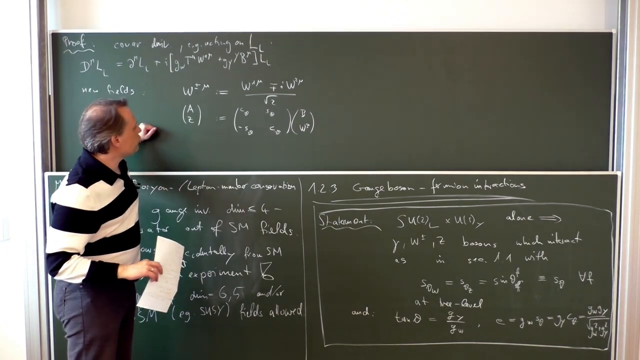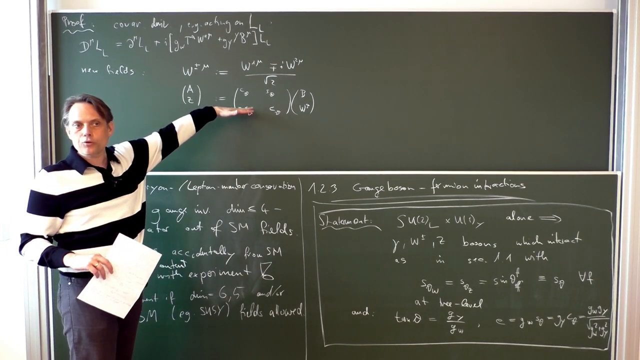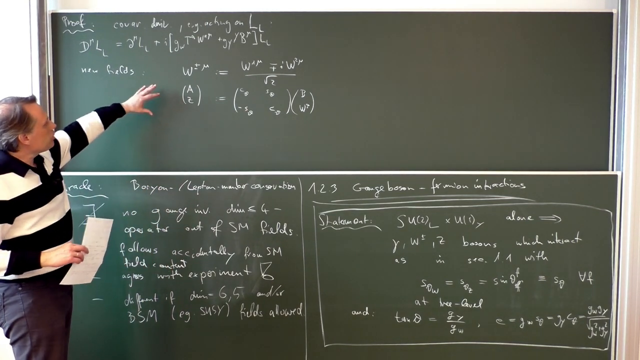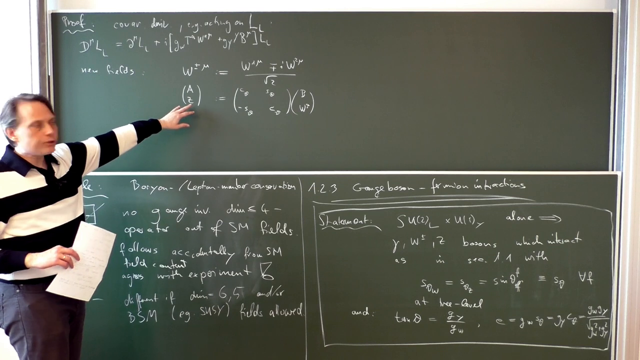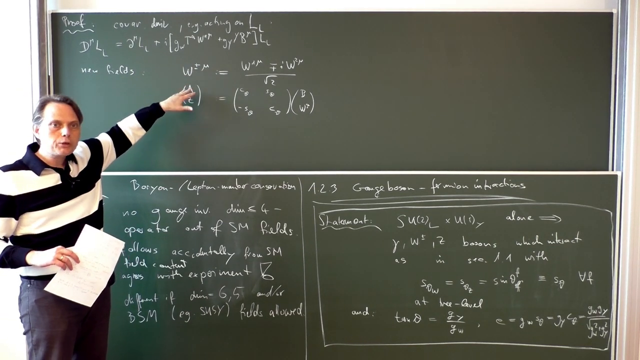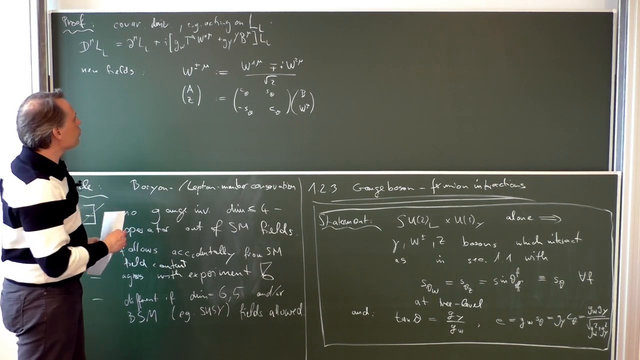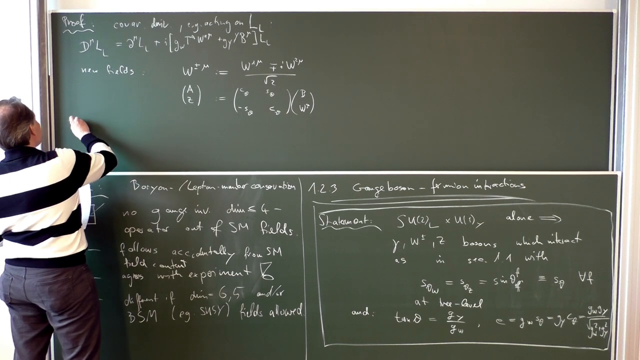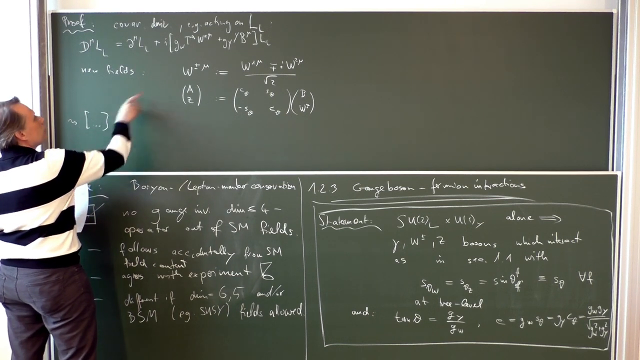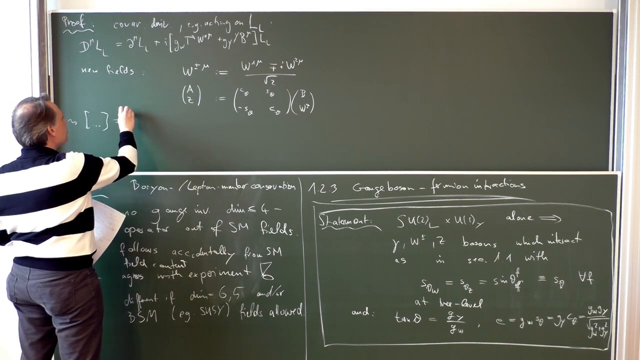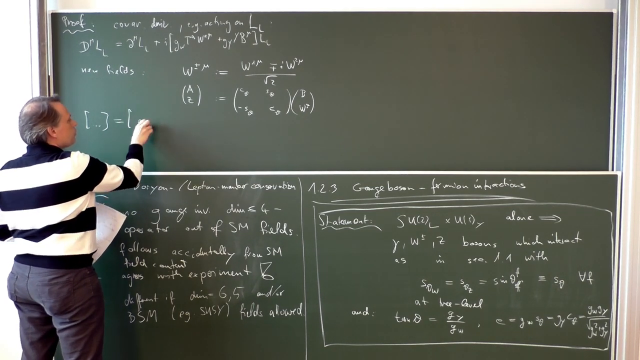Now, this is first of all a definition, and we have not yet fixed which mixing angle we choose. But let us plug in this definition of linear combinations into the covariant derivative and analyze it and interpret the corresponding results. So then, obviously, we only need to look at the square brackets. So the square brackets now become the following.